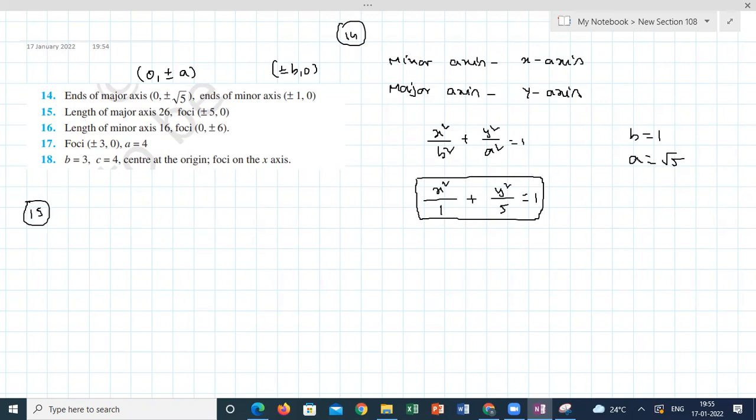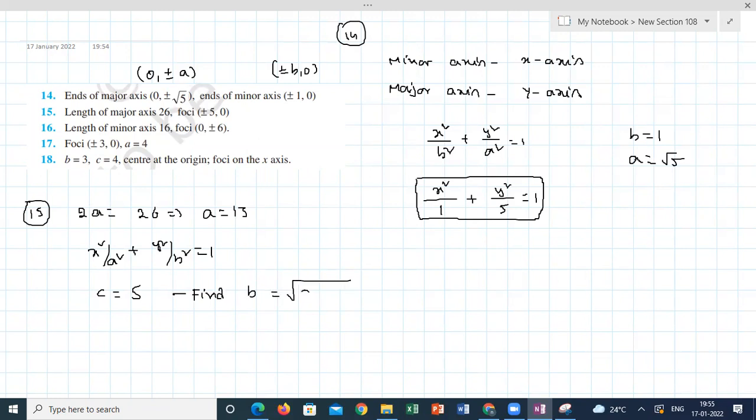15th question is a little different. They gave 2a is equal to 26. From here, a is equal to 13. Focus is on the x-axis. If the focus is on the x-axis, x square by a square plus y square by b square is equal to 1. And c is equal to 5. So find the b value with the help of root of a square minus c square, or b square is equal to a square minus c square, and give the equation of x square by a square plus y square by b square is equal to 1. I need the answer. Anyone, please.